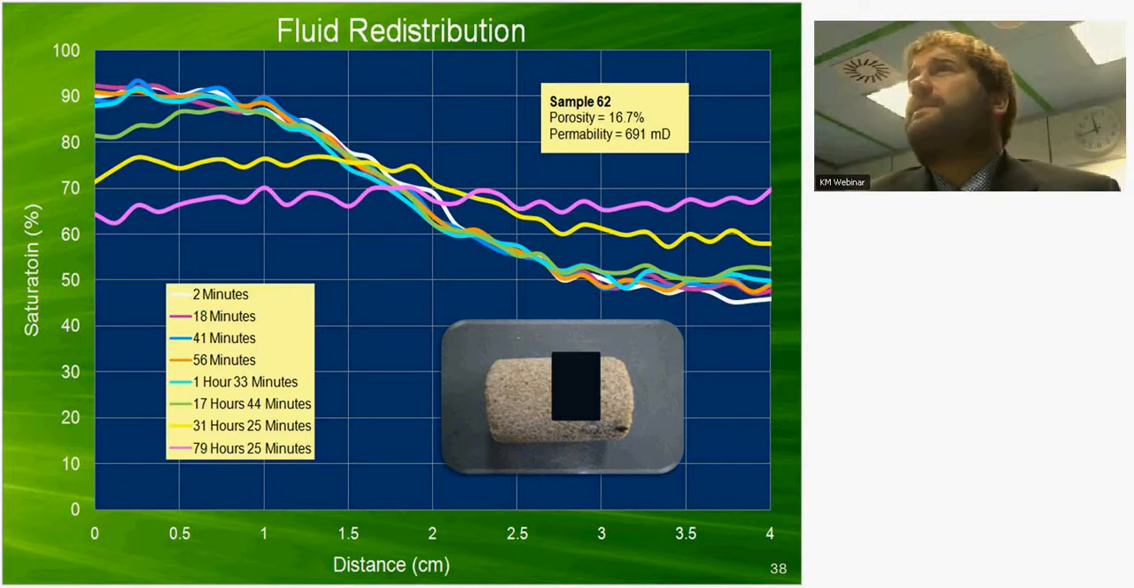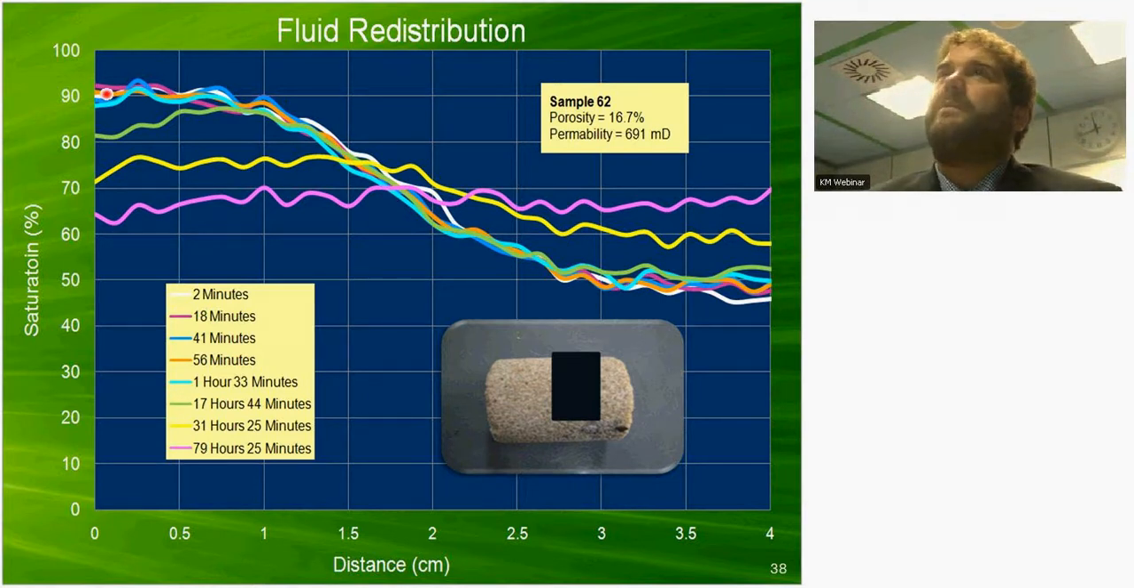The question that always comes up with this technique is what happens to the fluid after you remove it from the centrifuge and put it in the NMR. So that's fluid redistribution. Well, the answer is, I've already shown you an example earlier that tells you it doesn't stay put. It does move eventually.